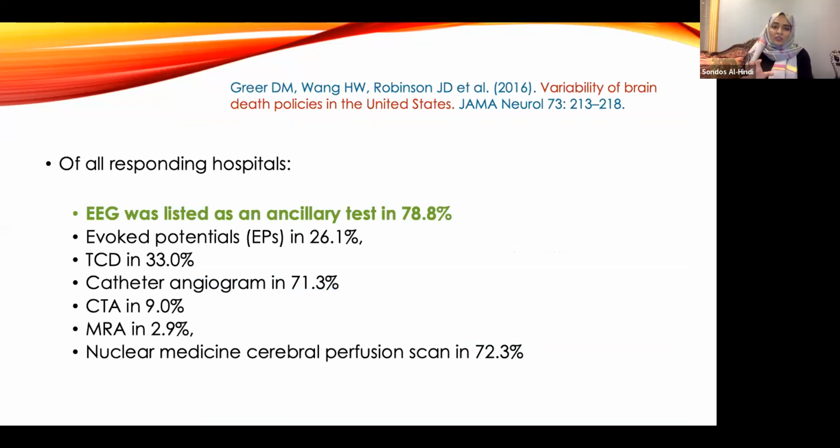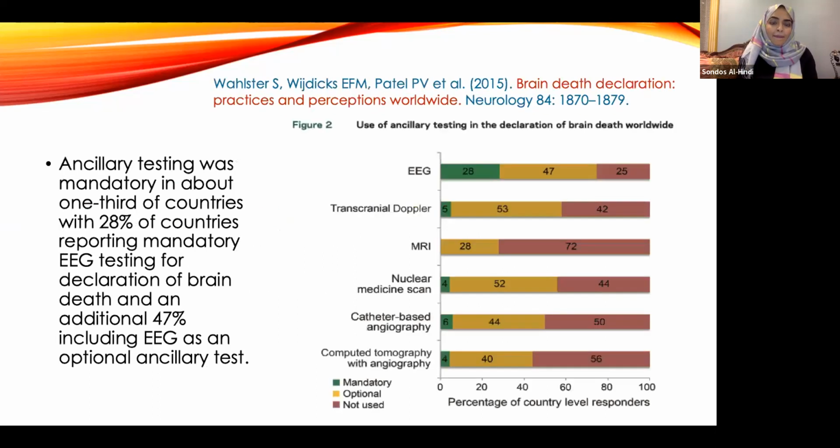So looking into EEG, an article was published in JAMA back in 2012, which looked into the variability of brain death policies in the United States. Of all the responding hospitals within the States, and we're talking about North America, when we looked at the different ancillary tests used by different physicians at different levels of hospitals, primary, secondary, tertiary care, EEG was listed as the most commonly used test, followed by catheter angiography or nuclear perfusion scan. Again, similar numbers were found worldwide.